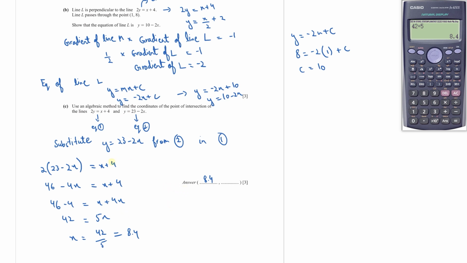So let's find the y coordinate as well. You can use equation 2, y equals 23 minus 2x, and x is 8.4 now. So 8.4 into 2 is 16.8, and then 23 minus 16.8 is 6.2. So the y coordinate is 6.2 here.